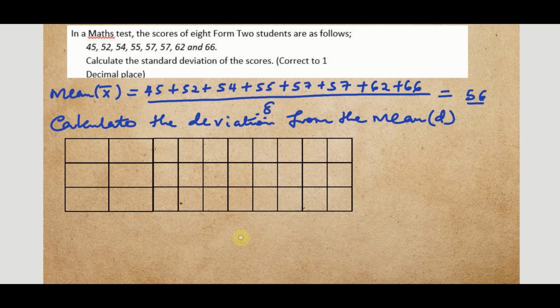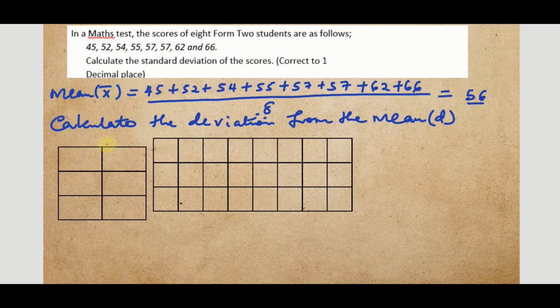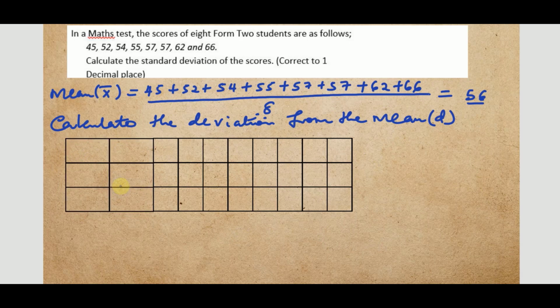In this table, we are going to input the values of our numbers. This is our x, the marks: 45, 52, 54, 55, 57, 57, 62, and 66. There are 8 of them, 1, 2, 3, 4, 5, 6, 7, 8.